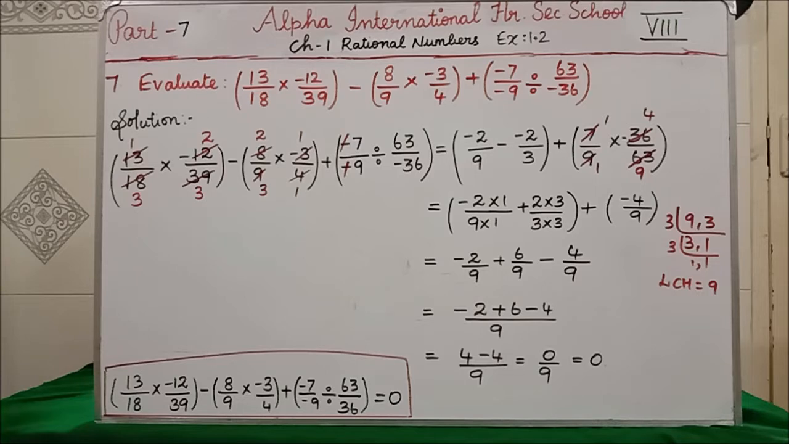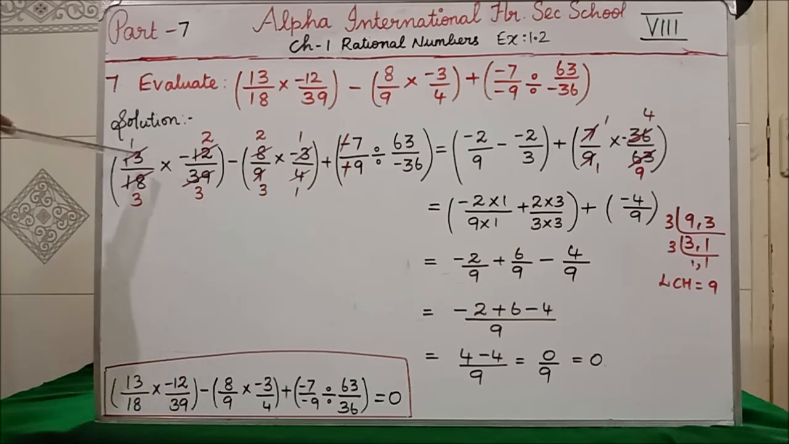Okay. Now shall we start the solution? Yes. See, I have 13 divided by 18 and 12 divided by 39. First you have to see whether the numerator and denominator are getting cancelled. Here also not getting cancelled. So you have to see whether it is getting cancelled in the cross.